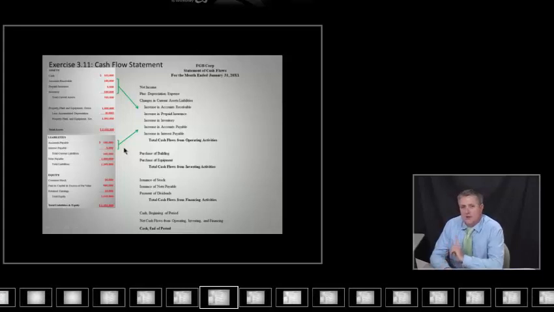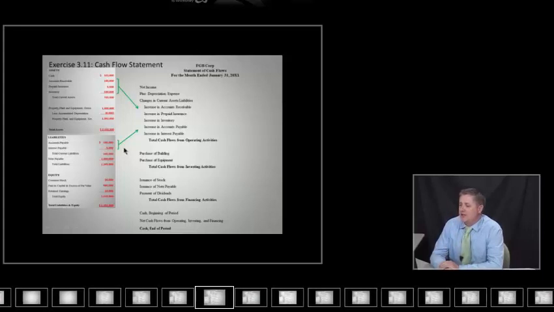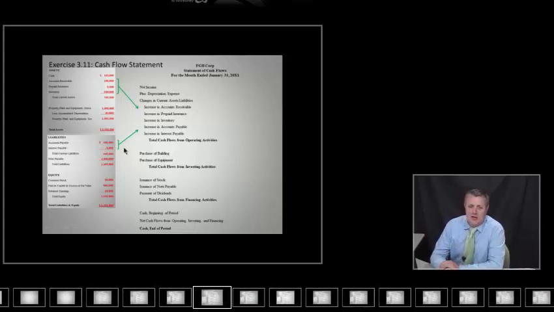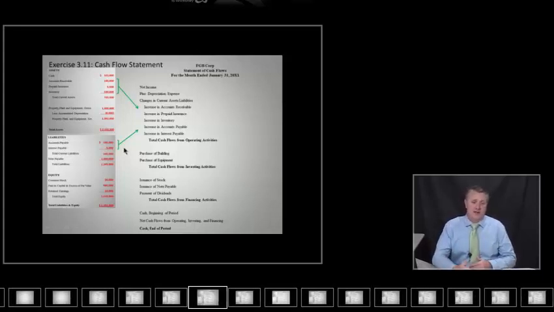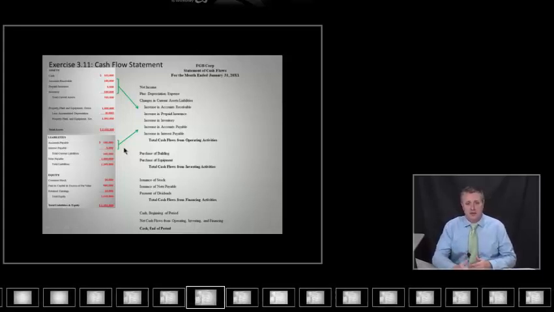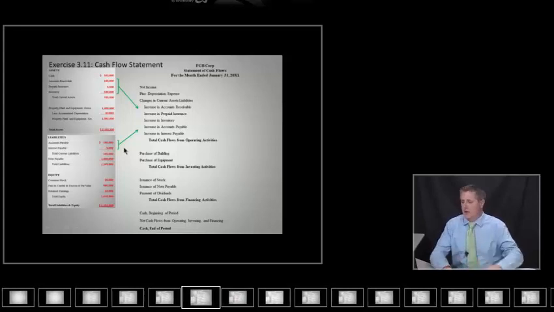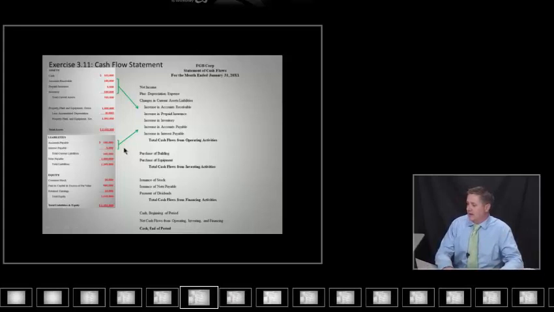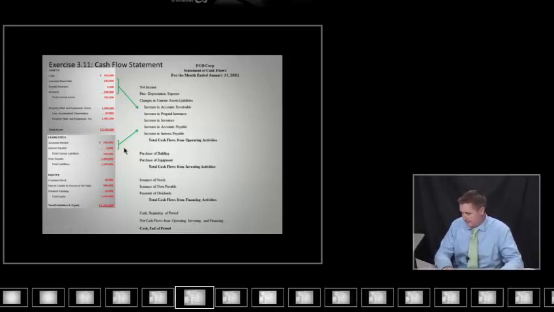Now, one exception to current assets is you're never going to try to put the change in cash actually in the operating section, because that's the purpose of the whole cash flow statement. The purpose of the cash flow statement is basically to take you from beginning cash to ending cash, okay? So cash is not going to be reflected. You're not going to have a change in cash in the operating section.